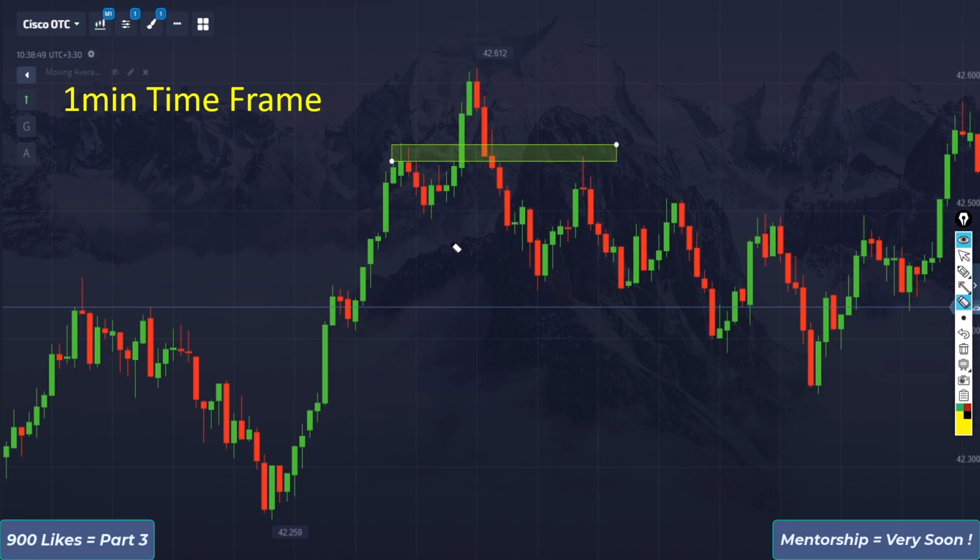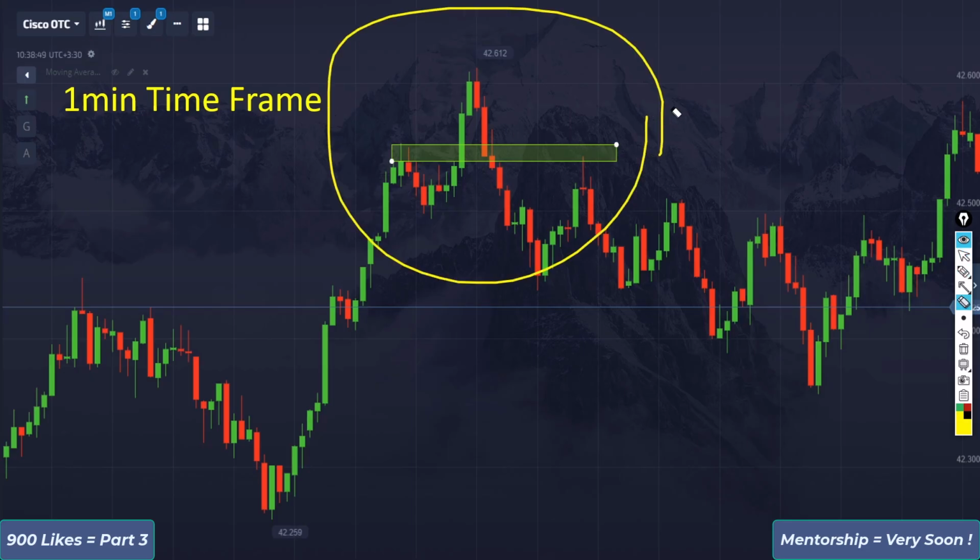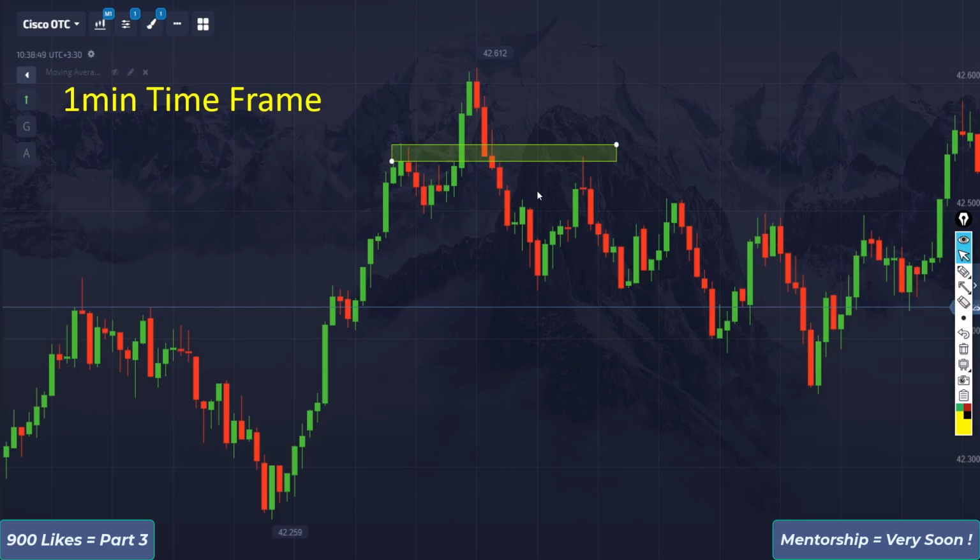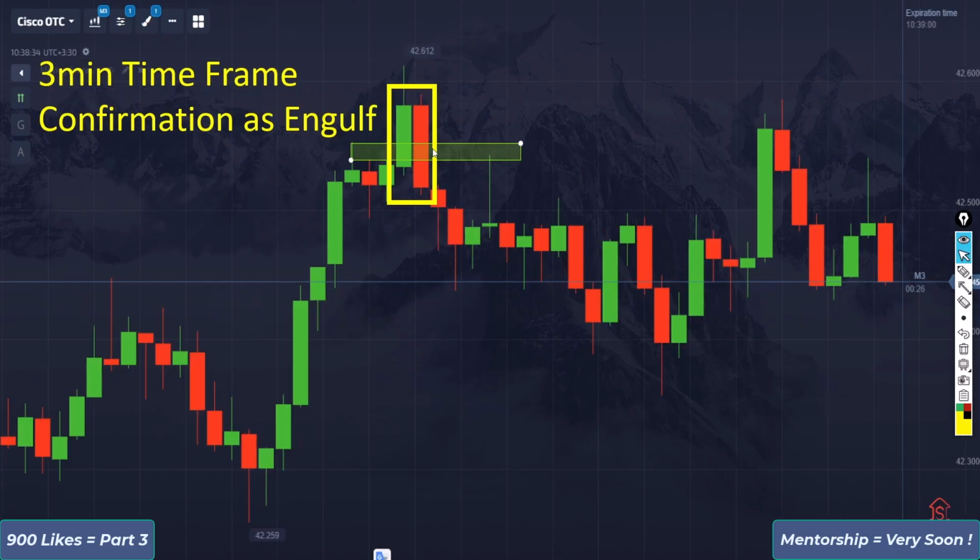You see how it is on the 1 minute time frame, and how this looks at the higher time frame. We want to get the higher time frame confirmation. Let's see if we have that. You see that this is the 3-minute time frame. If you look here, this is the 3-minute chart, Cisco OTC, exactly the same chart. You see this engulf at the higher time frame, and then when the market comes up, it rejects from here because it's a QM level on the 1 minute time frame.